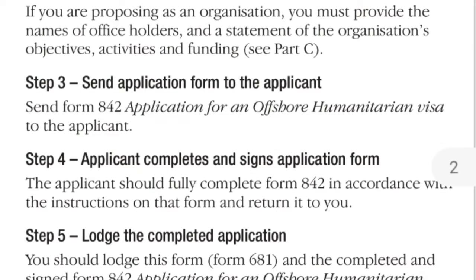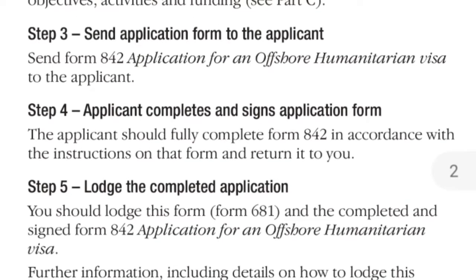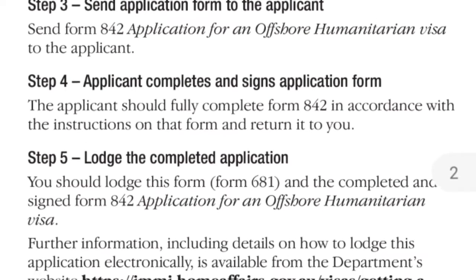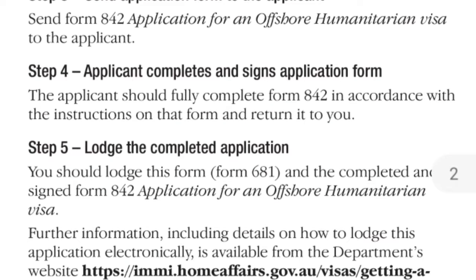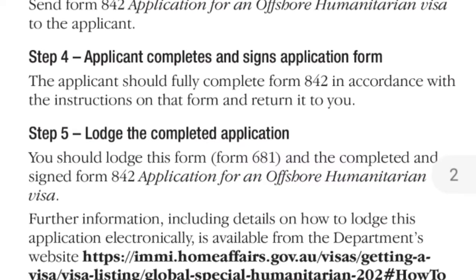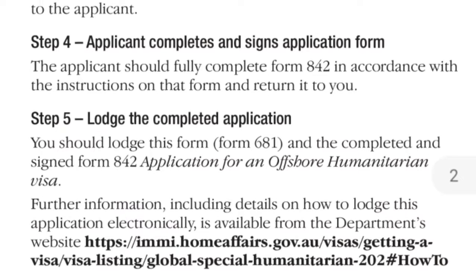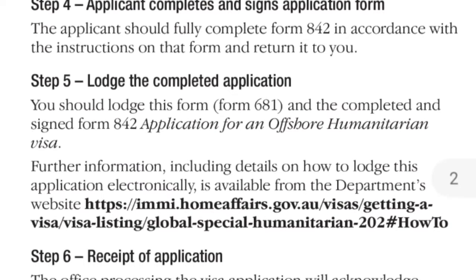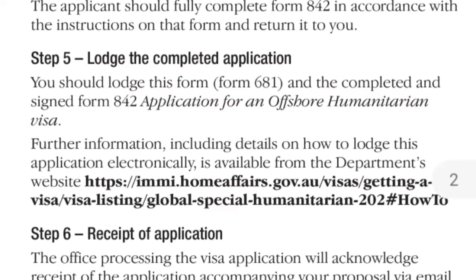Send Form 842, application for an offshore humanitarian visa, to the applicant. Applicant completes and signs application form. The applicant should fully complete Form 842 in accordance with the instructions on that form and return it to you.